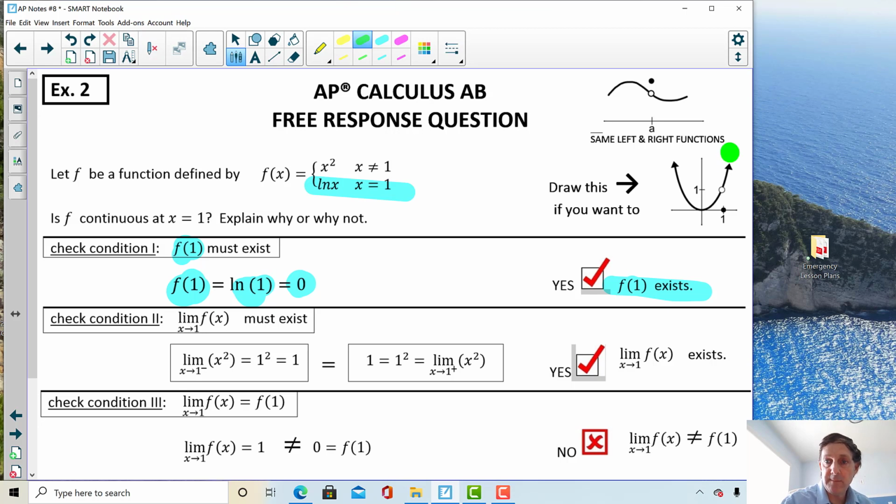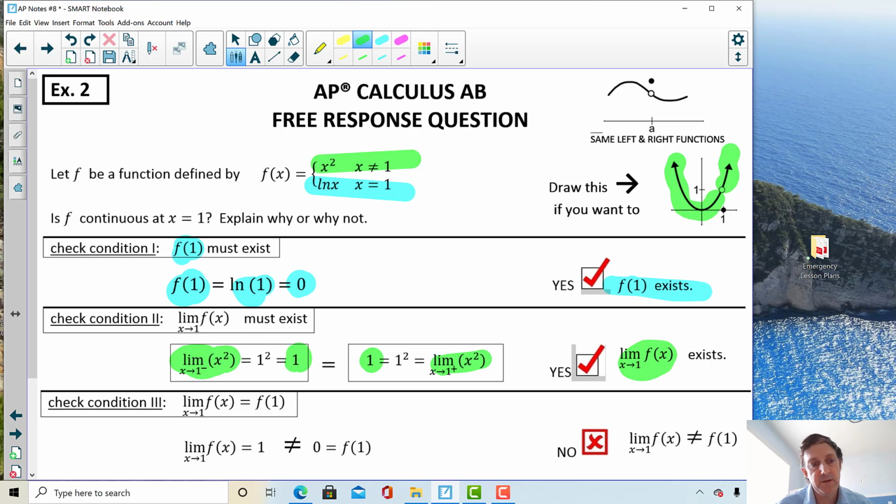Now, because it's the same function on the right as it is on the left, we only have to check one function, and that would be the x squared function. When you plug a 1 into x squared, you just get 1. So that's just a plug-in limit, so we can see that the limit as x goes to 1, whether it be from the left or from the right, is just going to give you 1. So yes, that limit exists, and it's equal to 1.